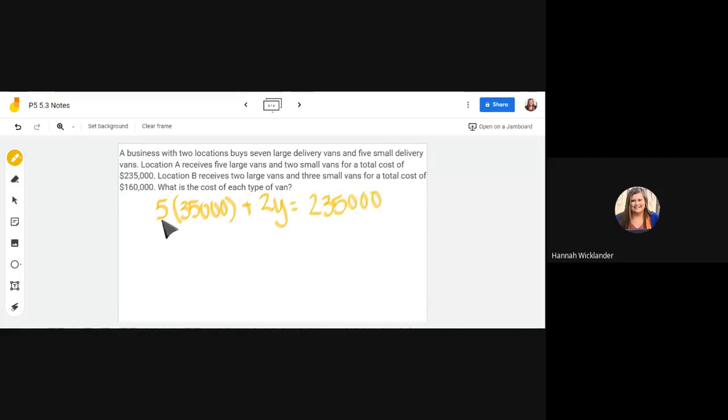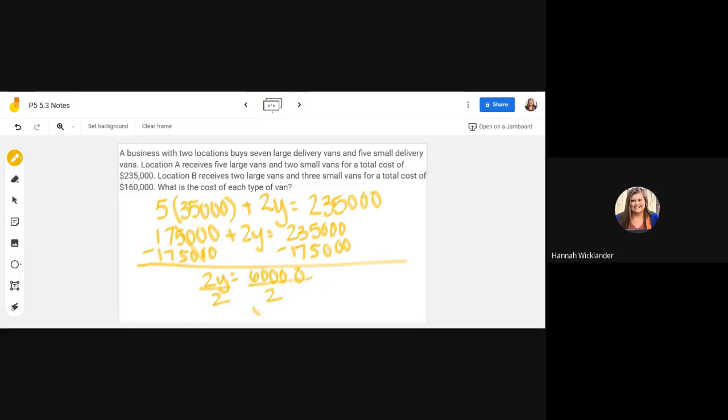Okay. 5 times 35,000 gives me 175,000 plus 2y. Now I'm going to subtract the 175 from both sides. Cancel. 2y equals 60,000. Divide by 2. And I get y equals 30,000.